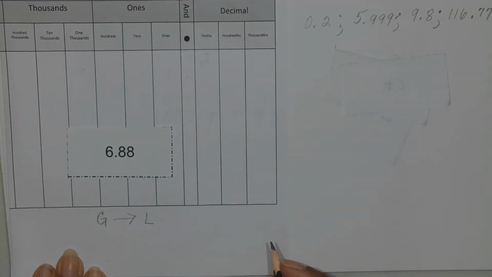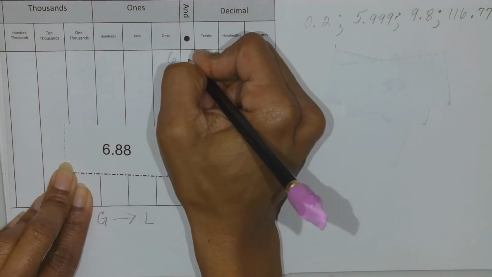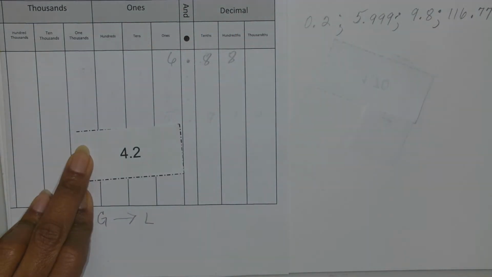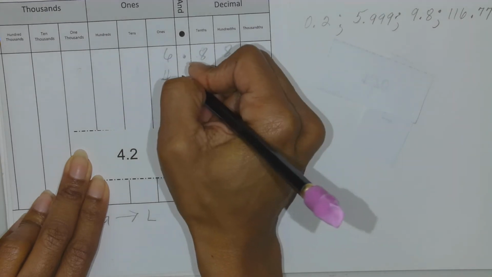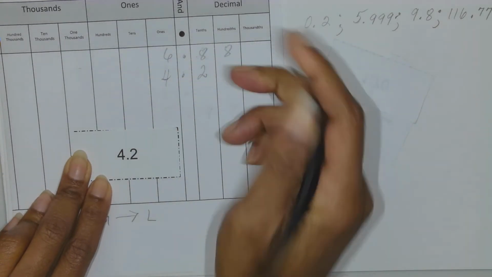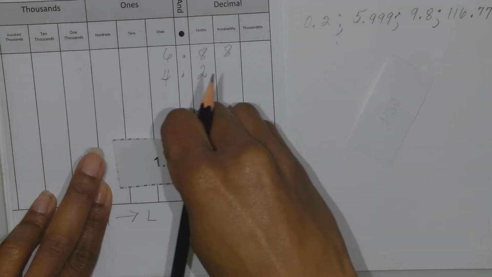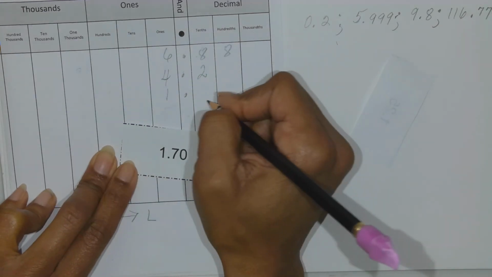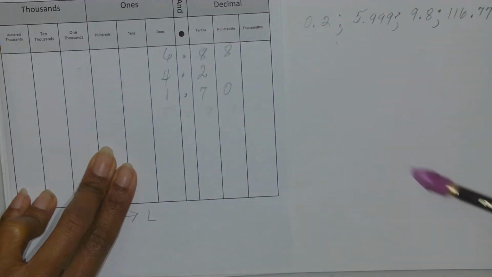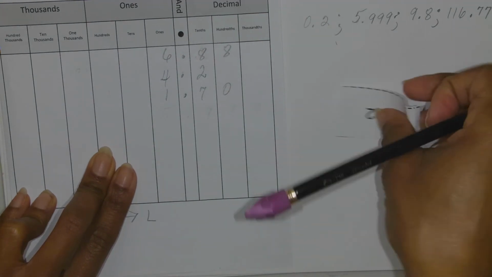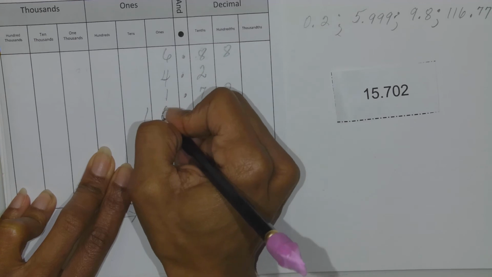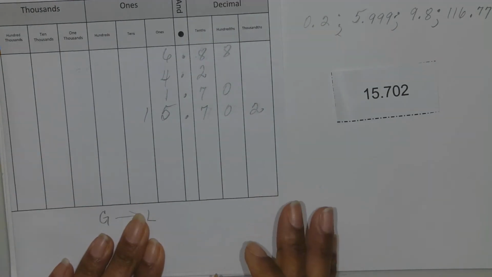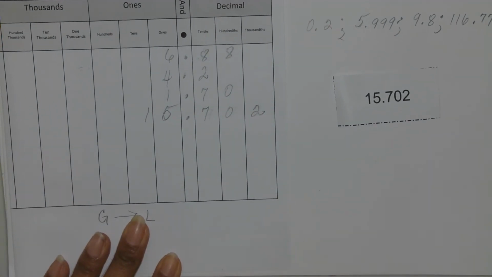Take my number and I place it in my place value chart. 6 and 88 hundredths. 4 and 2/10. 1 and 70 hundredths, and 15 and 702 thousandths.